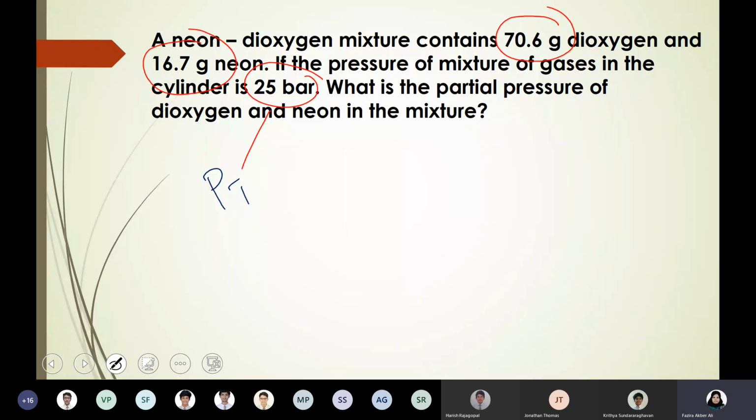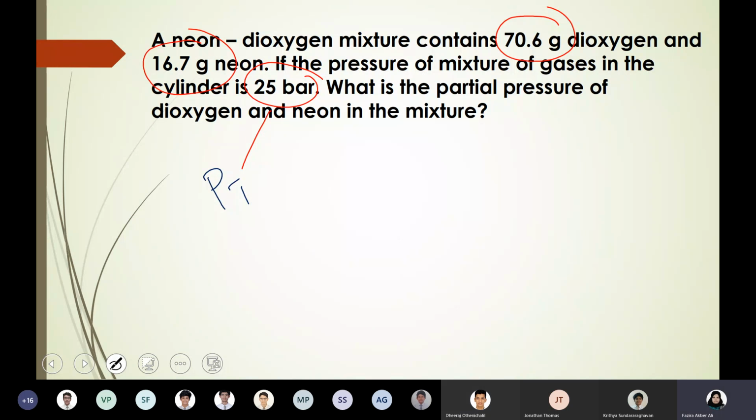Dheeraj, how will you start solving this question? Dheeraj, you're there? Yes, ma'am. How will you start solving? It's a 3-mark question. Say, for example, if in the exam it comes as a 3-mark question, what will you find first? Ma'am, the number of moles. Okay, number of moles, very good.